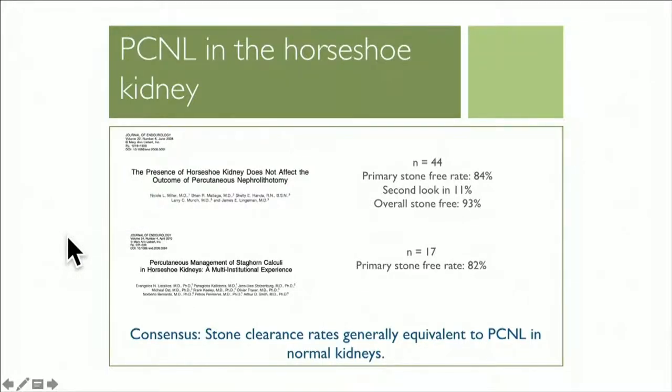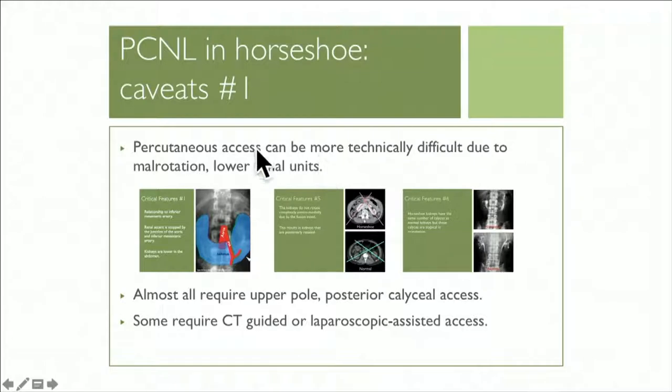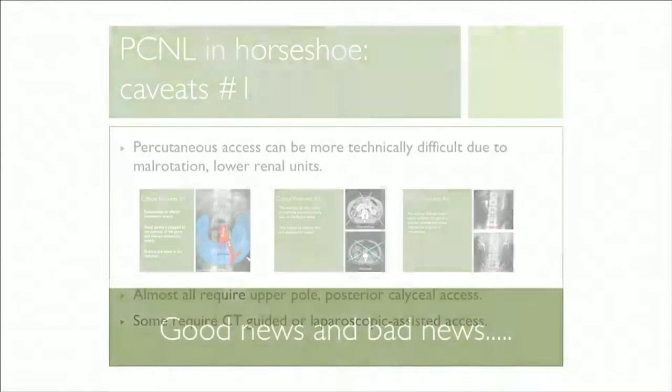The take-home message is basically that stone clearance rates are generally equivalent to those in normal kidneys. Keep in mind, however, that percutaneous access may be more technically difficult in horseshoe kidneys due to malrotation. Almost all of them require upper pole posterior calyceal access. For upper pole posterior calyceal access, generally they're not very difficult. But lower pole access can be problematic or sometimes impossible in the horseshoe kidney.